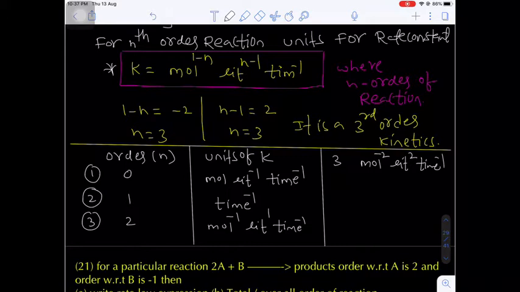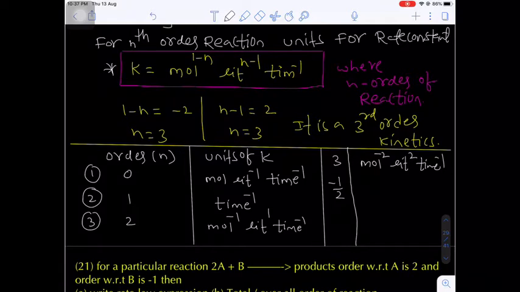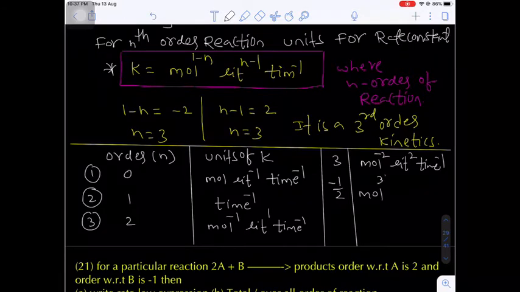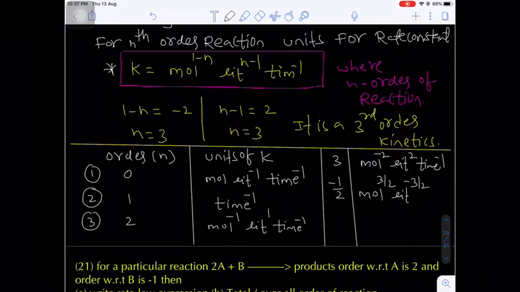Let's suppose we have an order of a reaction that is minus 1 by 2. Then how to calculate the rate constant units? Simply put the n value, minus 1 by 2, here. So you will get finally mole to the power 3 by 2, liter to the power minus 3 by 2, and time inverse.